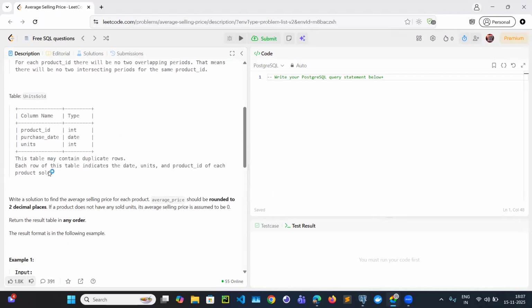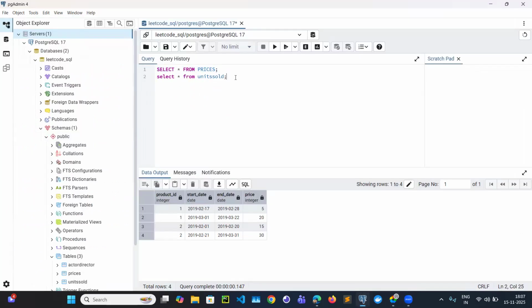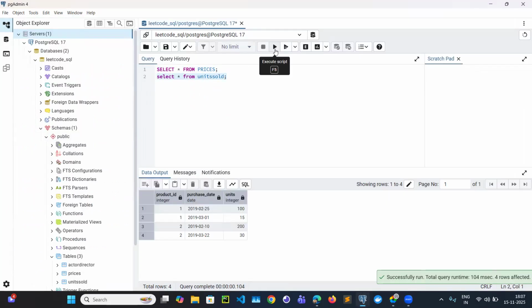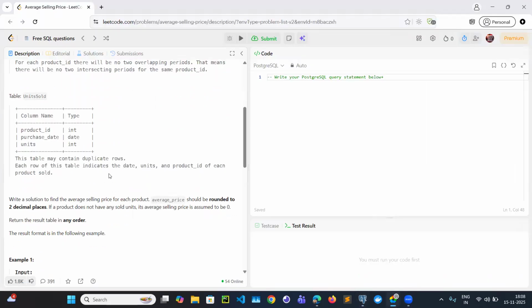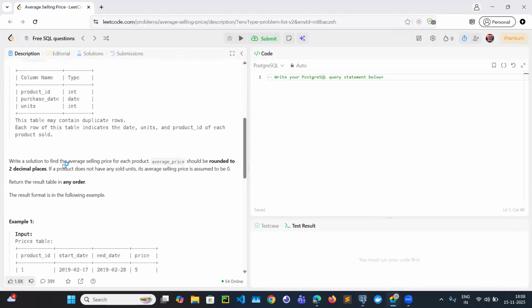And the units sold table tells us how many units were sold and on which date. So let's click on this. Okay, for product ID 1 on 25th of February 2019 we sold 100 units. On 1st March 2019 we sold 15 units. Similarly for product ID 2. Okay, we need to write a solution to find the average selling price.